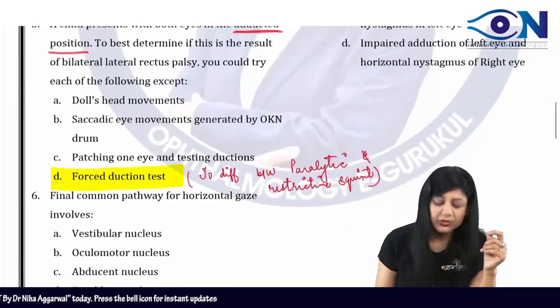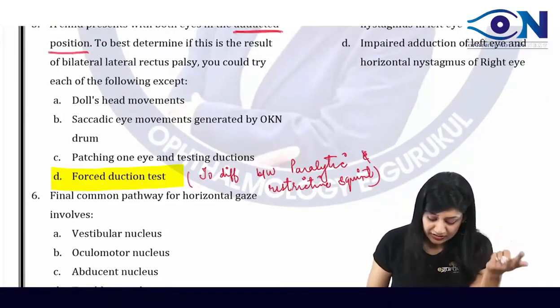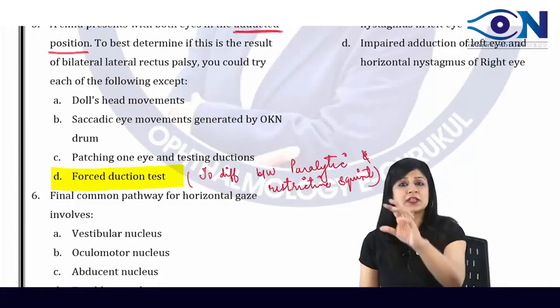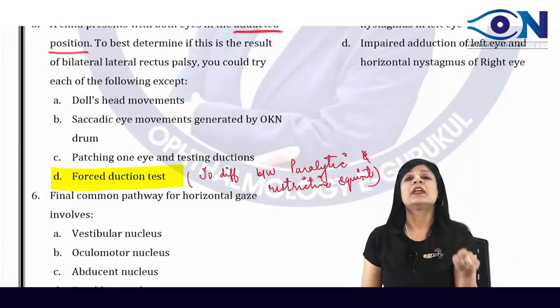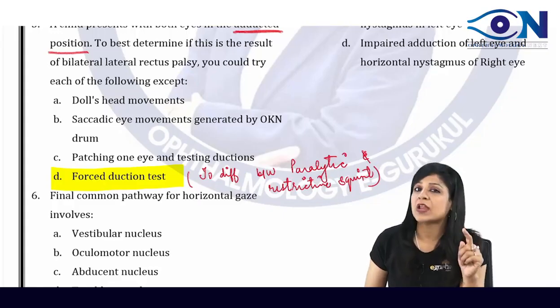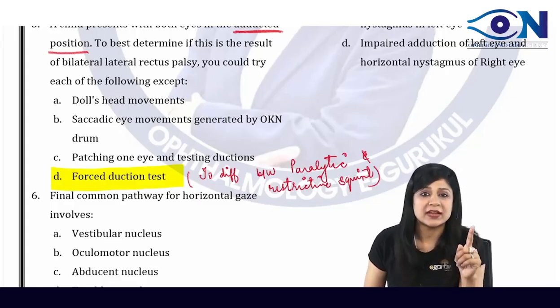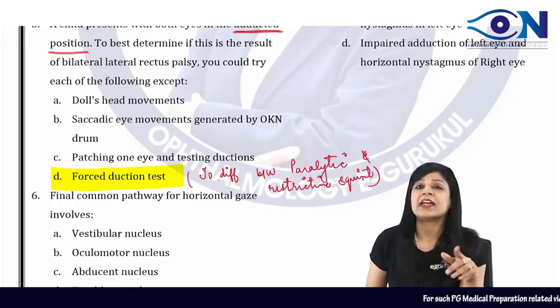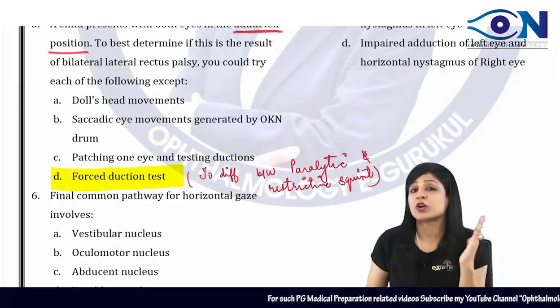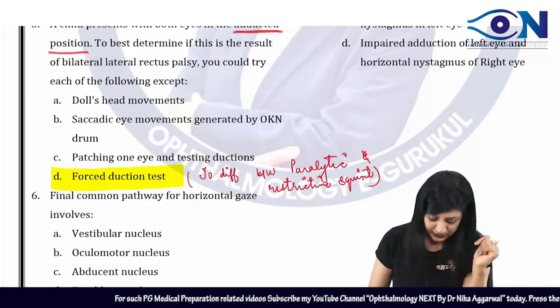So you can use the doll's eye movements, you can use the saccadic eye movements, which we are using in the optokinetic nystagmus drum, that we also use to take the visual acuity in infants less than 1 year of age. Patching of one eye will also help. But what is not going to help you is the forced duction test.